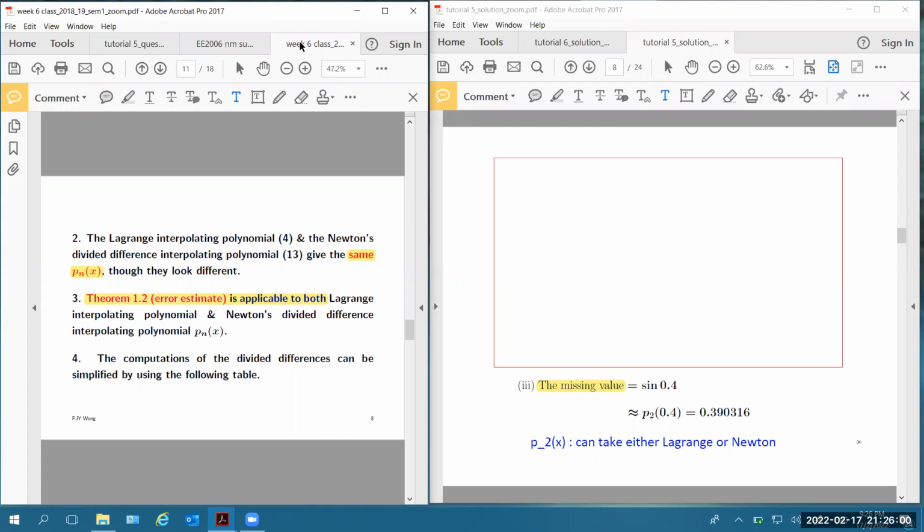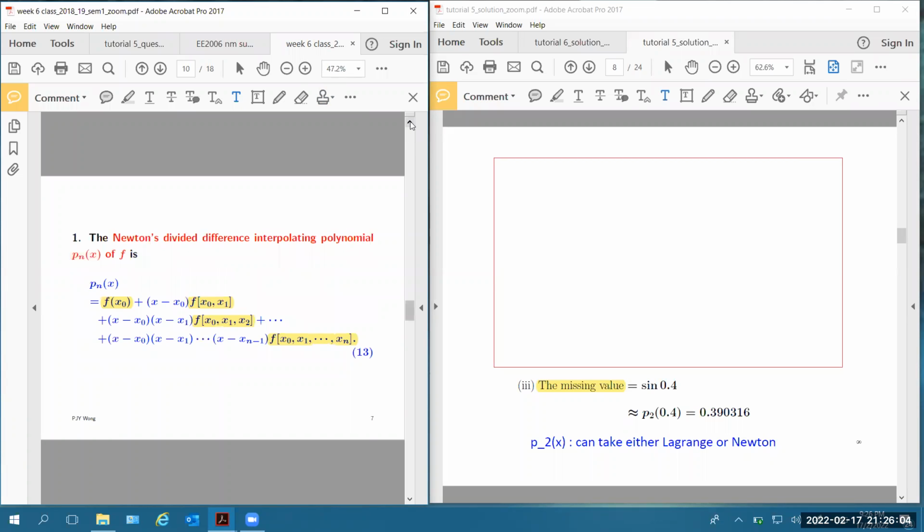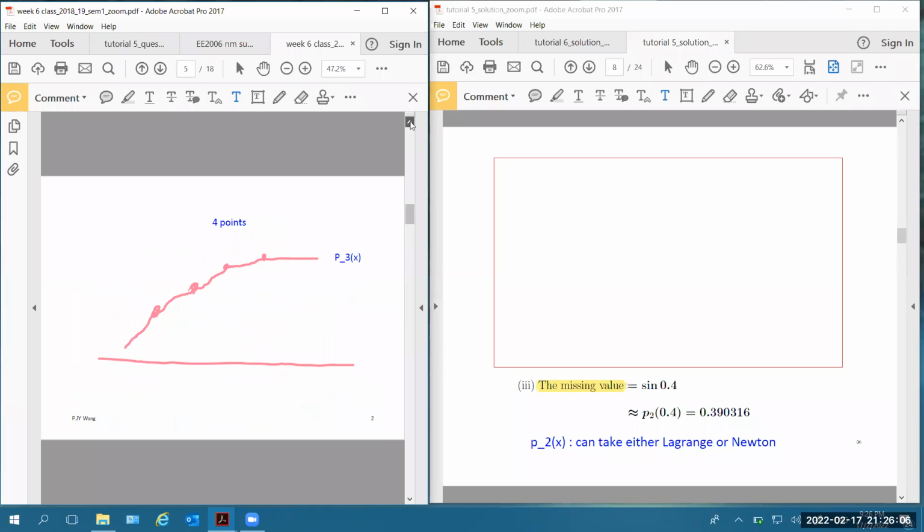No, what I mean is that it passes through all the given points. Oh, all right. It passes through all the given points, but the given points are only 4 points, right? With 4 points, you cannot say it is equal to fx. You only coincide with fx at these 4 points. All right.